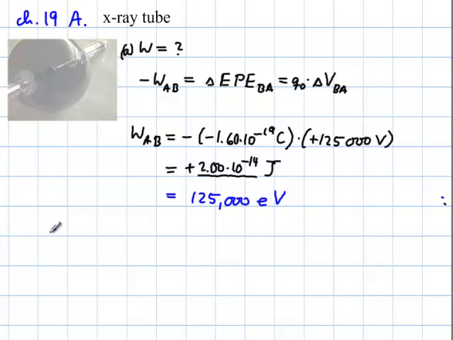Okay, let's do part B. It's kind of predictable that this will be the same answer. So it says that in part B, if the electron is initially at rest, what kinetic energy does the electron have when it arrives at the anode?